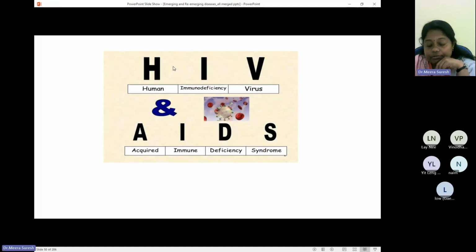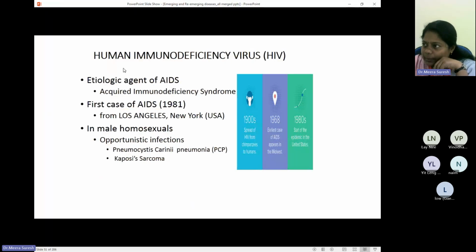Now, the last one in case of emerging diseases is HIV and AIDS. Even this we can skip easily because I think in study of patient and diseases you're also studying AIDS. You might have already learned AIDS. So HIV is actually the etiological agent of AIDS or acquired immunodeficiency syndrome. The first case was diagnosed in 1981 from Los Angeles and New York. And this was first diagnosed in certain male homosexuals.